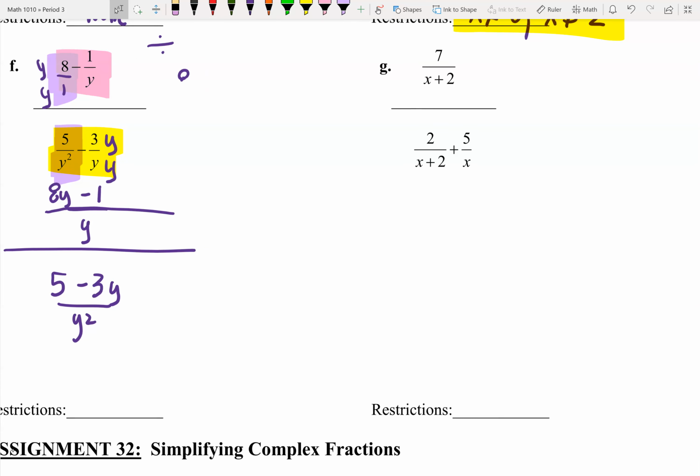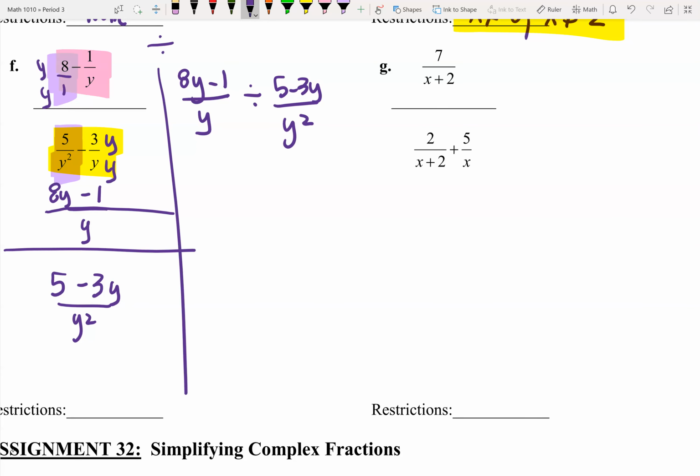So the next step is (8y minus 1 over y) divided by (5 minus 3y over y squared). Then the next step after that, leave the first guy alone. Take the second guy, flip him upside down, okay?